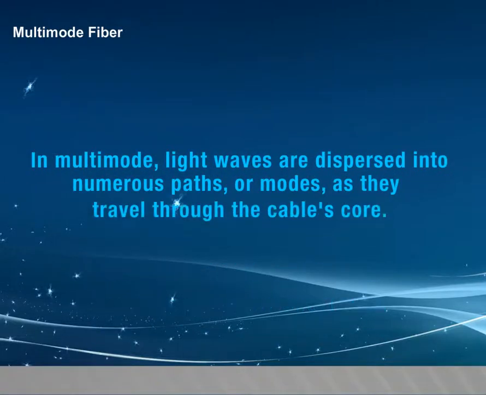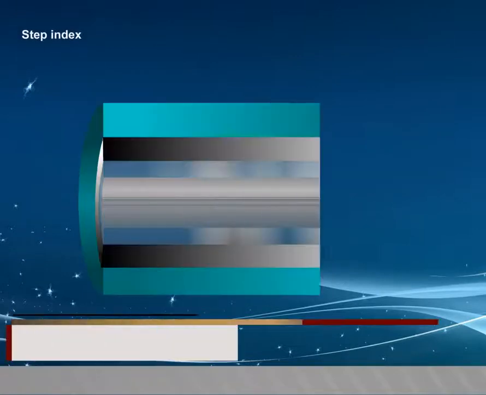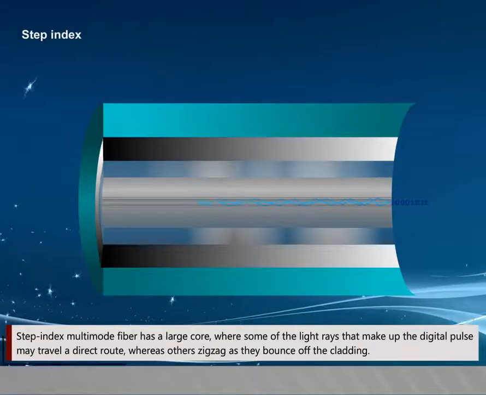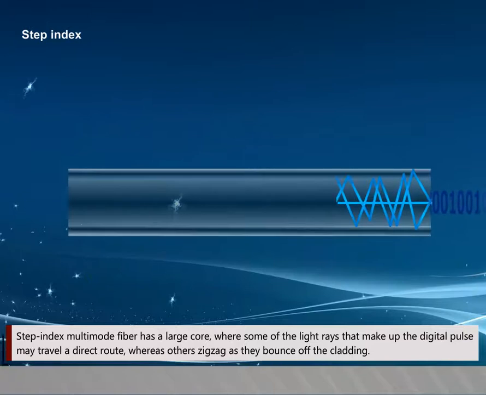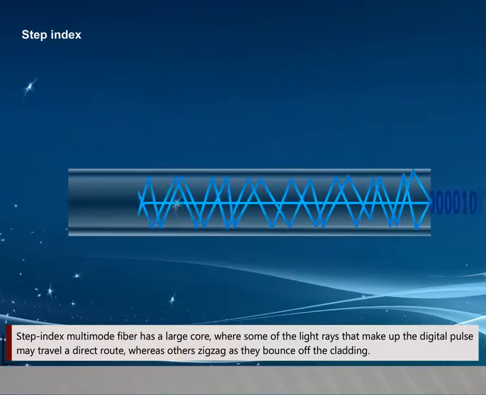Multimode fiber. In multimode, light waves are dispersed into numerous paths or modes as they travel through the cable's core. Step index. Step index multimode fiber has a large core where some of the light rays that make up the digital pulse may travel a direct route, whereas others zigzag as they bounce off the cladding.